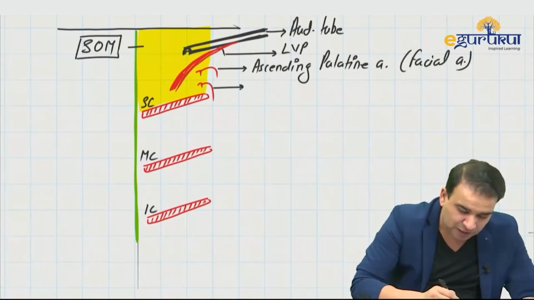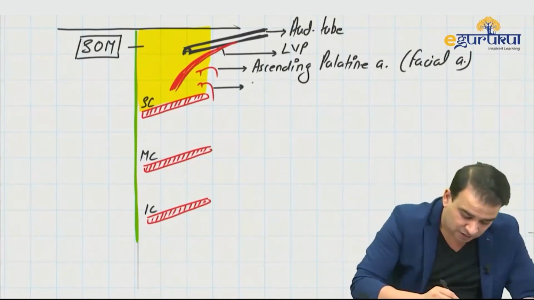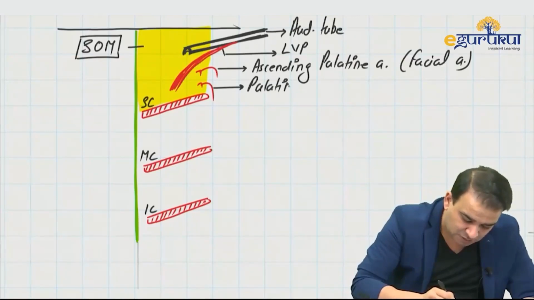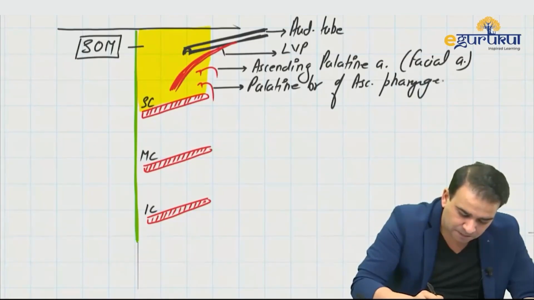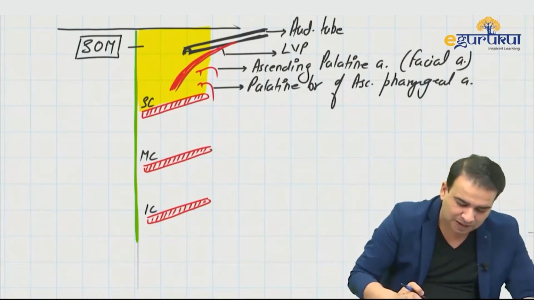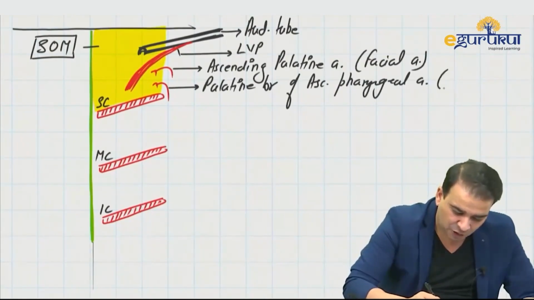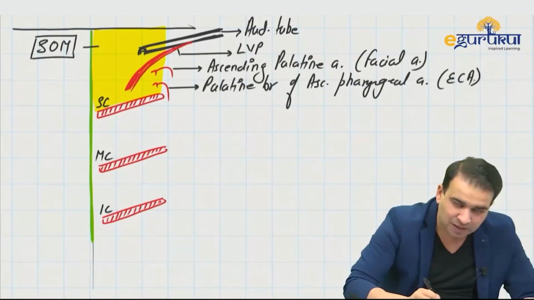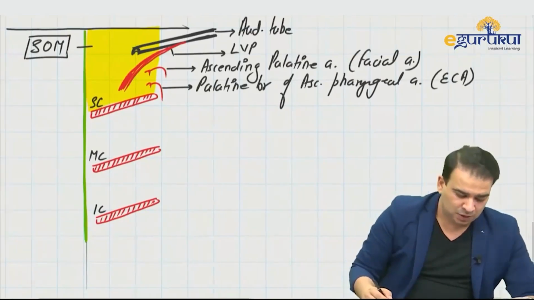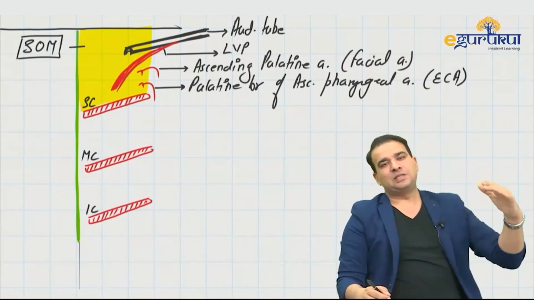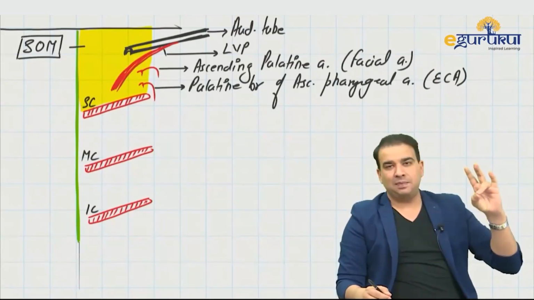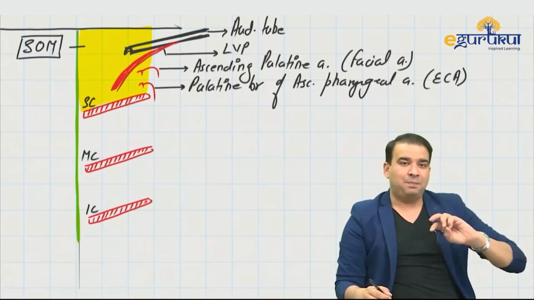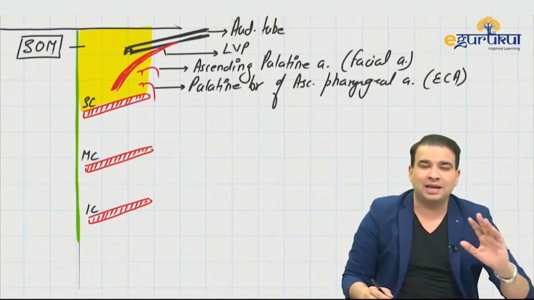And then we have a direct branch from the ascending pharyngeal artery. This is called the palatine branch of the ascending pharyngeal artery. So just be careful about ascending palatine and ascending pharyngeal. Ascending pharyngeal, you already know, is one of the medial branches of the external carotid. So these are the structures seen between the base of the skull and superior constrictor: auditory tube, levator veli palatini, ascending palatine artery which is a branch of facial, and palatine branch of ascending pharyngeal which is coming from external carotid.